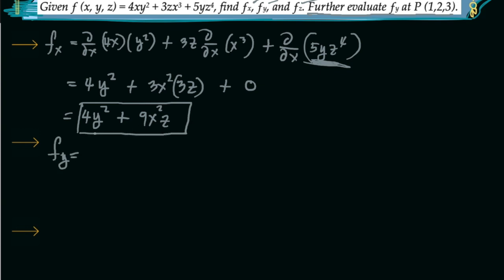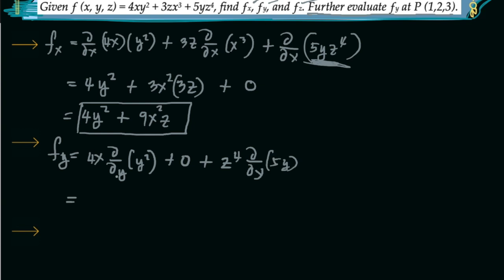For f sub y, we will have 4x, and then the partial with respect to y of y squared, plus the next expression, there is no y variable here, so in other words, the derivative of that will become 0. I will not write the partial here anymore, because we know that the second expression is without variable y, so that will become a constant, and the derivative of a constant will become 0. Okay, now in the third expression we have 5yz to the fourth, so we have z to the fourth as the constant, and we'll get the partial with respect to y of 5y.